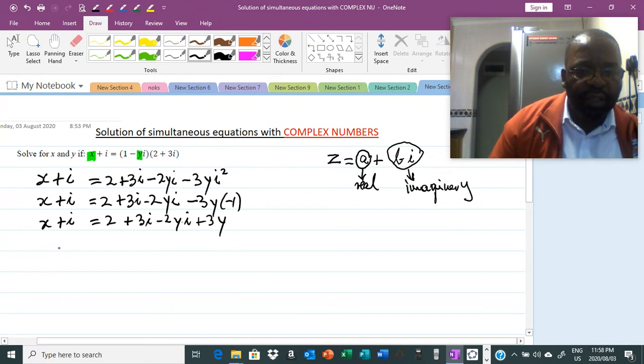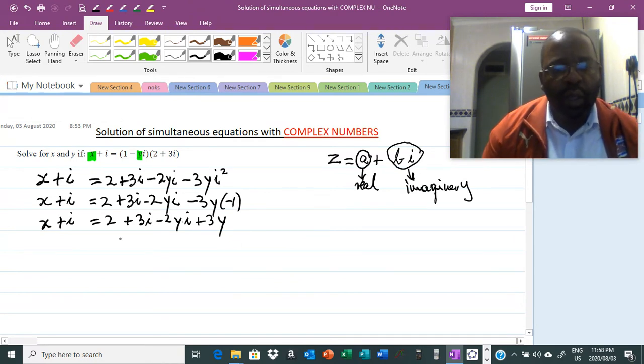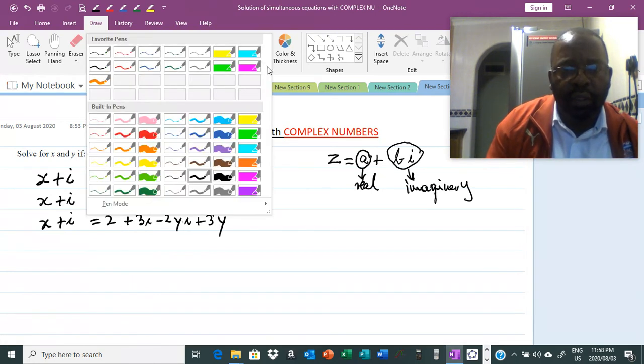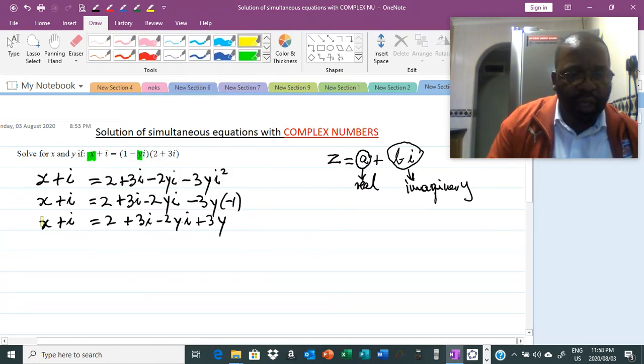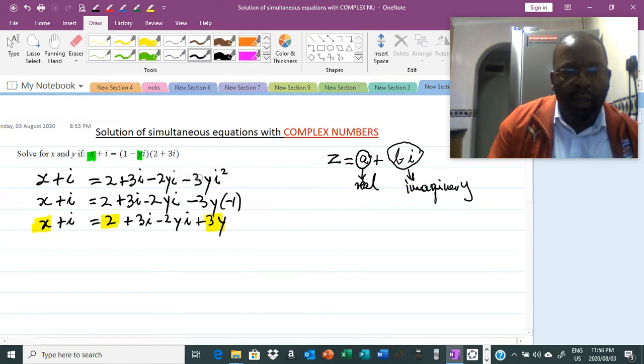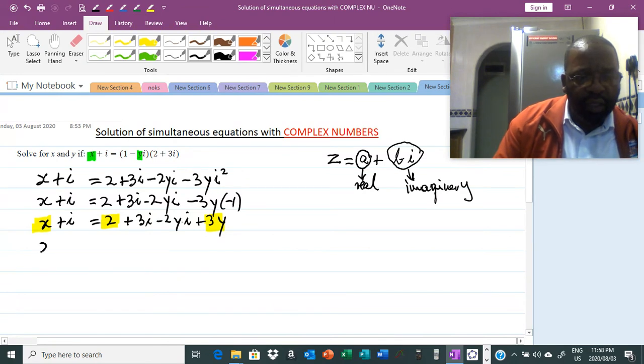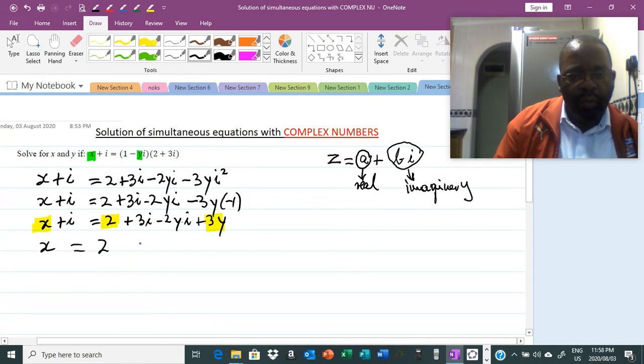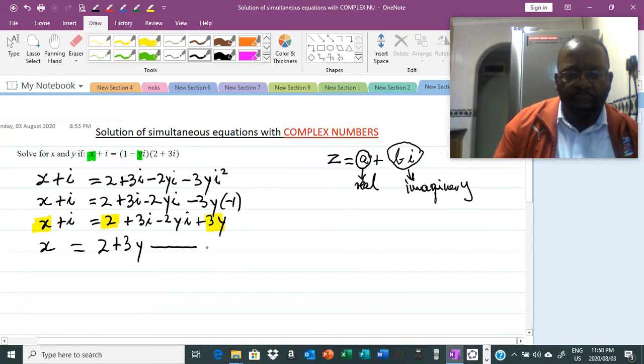Now, the next thing that is left for us is to identify all the real parts. How do we know that they are real parts? Because they don't contain i in them. So that's number 1, number 2, and number 3. These are the 3 yellow terms that will help us set up an equation for real parts. So x is equal to 2 plus 3y. And what does that give us? It gives us an equation of the real part. We call that equation 1.